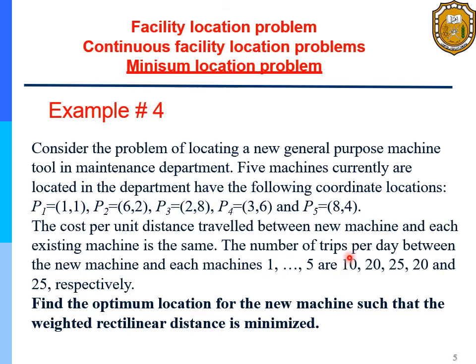This 10 is the number of trips between the first machine and the new machine. So I am doing a trip 10 times. The second one, 20, 25, 20, and 25. Okay, so these are actually the given weights. And the question is, find the optimum location for the new machine such that the weighted rectilinear distance is minimized.